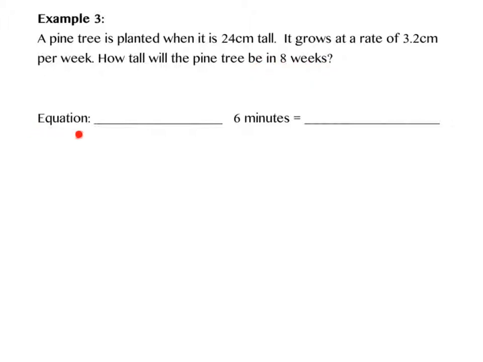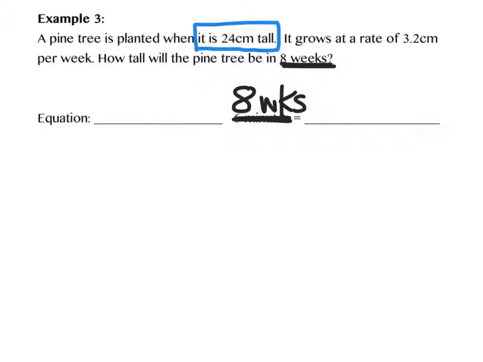So again, the question wants me to make an equation. Once I know the equation, I am going to change it. And this says 6 minutes, but actually it should say 8 weeks. So I'm going to cross that out. 8 weeks. Because that's what it tells right here. All right, the important information says that the tree right now, it is 24 inches tall. This is going to be my starting amount for the tree.